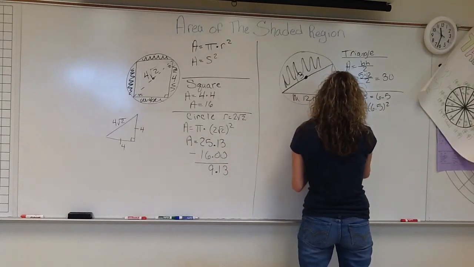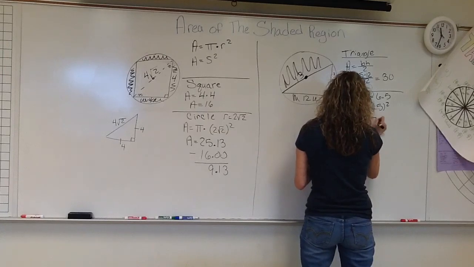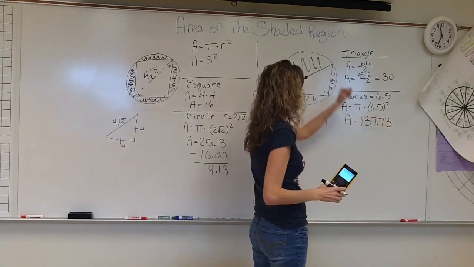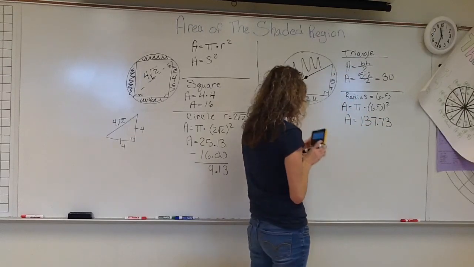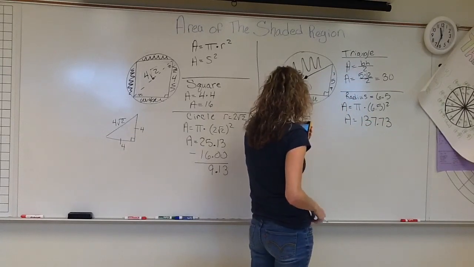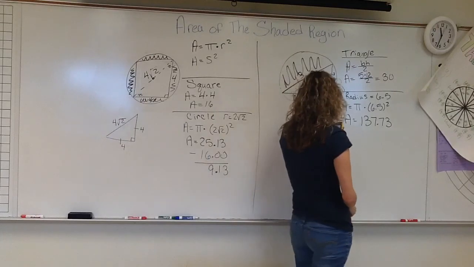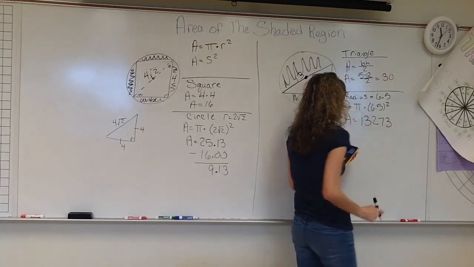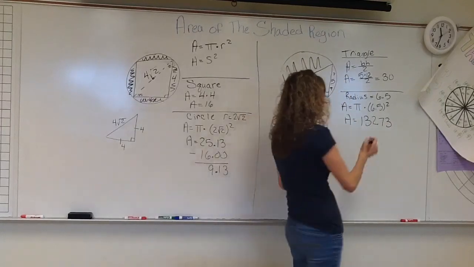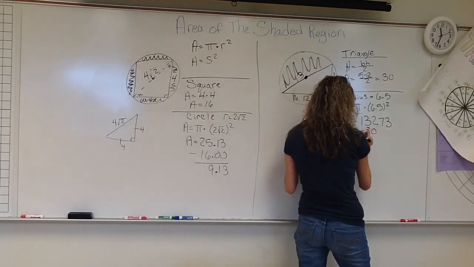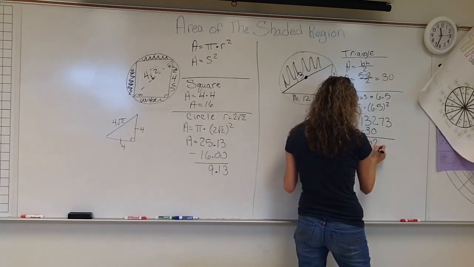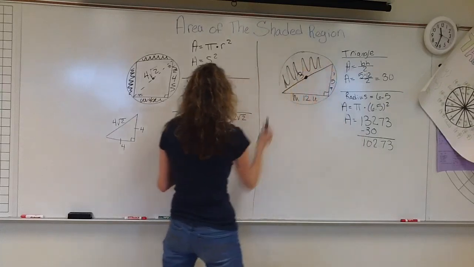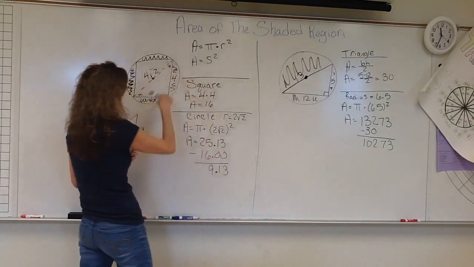137.73. Okay, that's the area of the circle. 30 is the area of the triangle, and now I need to subtract them. Ooh, I got this backwards. That should be a 2, not a 7. 132.73. Okay, so when I subtract, I get 102 and 73 hundredths. That's the area of the shaded region. This 9 and 13 hundredths is the area of the shaded region.